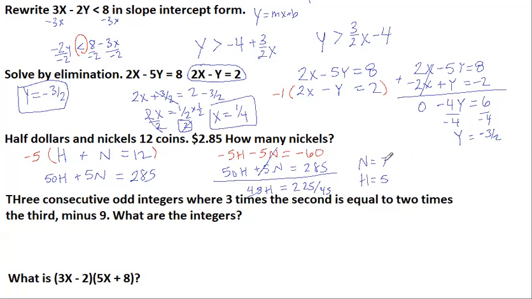Now we can just double check. 7 nickels would be 35 cents, and 5 half dollars would be $2.50. If we add that up, we get $2.85, which is right. So I must have 7 nickels.